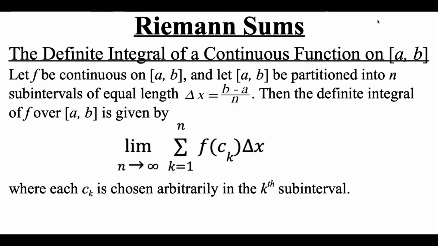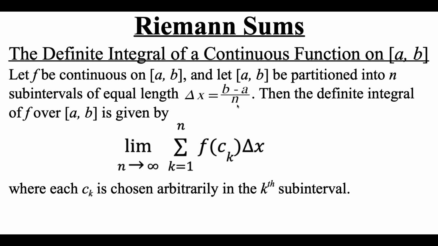So if we're doing the definite integral of a continuous function on an interval from a to b, we're going to let f be our continuous function on that a to b interval, and we're going to let a to b be partitioned into n subintervals of equal length. And the way we're going to calculate that width is by taking our ending interval value minus our beginning interval value and then dividing it by that n value. And n just stands for the number of rectangles that we want to create.